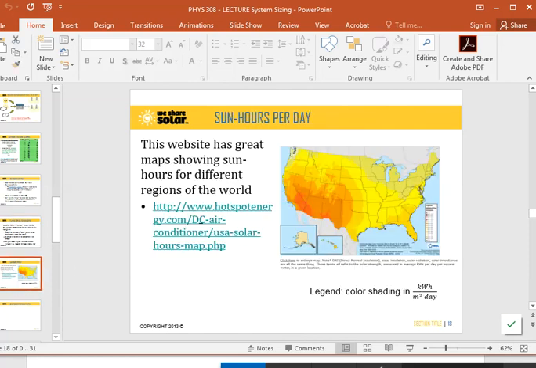This website, which is also linked to in your worksheet on system sizing, has some really good maps that show sun hours for different regions of the world. So the redder it is, basically, the more sun there is at that location. So you can see Arizona and Southern California are kind of the best places that you would put solar panels, right? Some of the worst places would be somewhere up here in the Northeast or Wisconsin, for example.